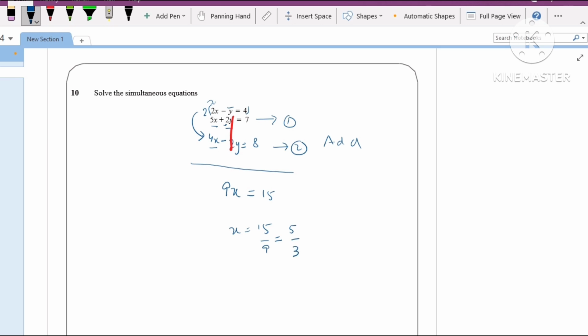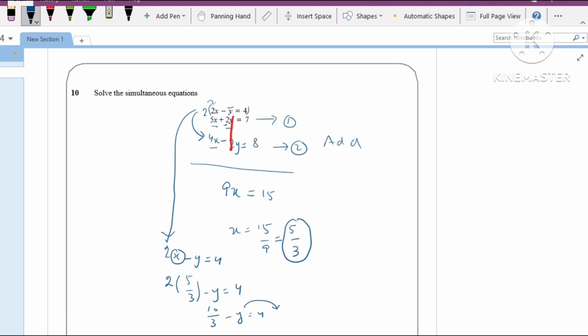Now put the value of x into the first equation or second equation. I will put the value of x in the first equation. The first equation is 2x minus y is equal to 4, just the same equation I have. Now I'm replacing this x with its value, that is 5 over 3. So 2 times 5 over 3 minus y is equal to 4. So 2 5s are 10 over 3 minus y is equal to 4. To change the subject to y, I'm moving this term to the other side.